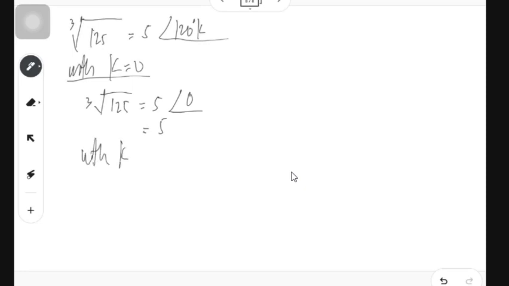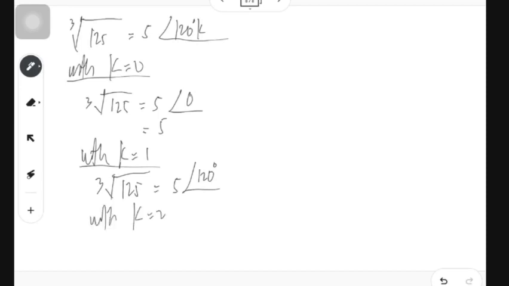With k equal to 1, that is the second root. Then, the cube root of 125 is 5, and 120 times 1 is simply 120 degrees. That is the second root. And the third root, that is with k equal to 2. The cube root of 125 turns out to be still 5, but the angle is different: 120 times 2, 240 degrees.